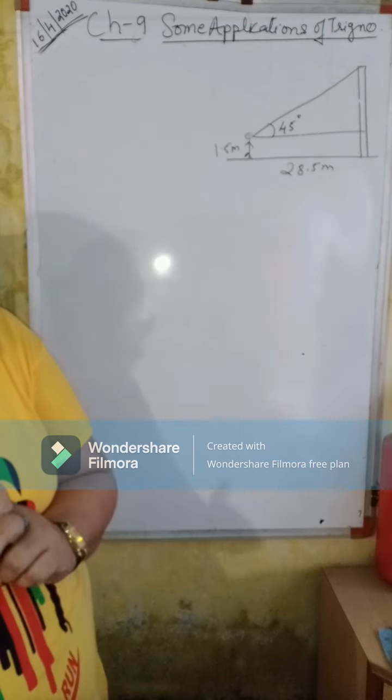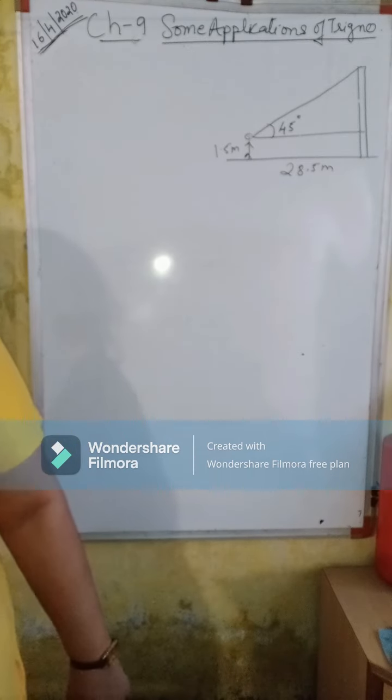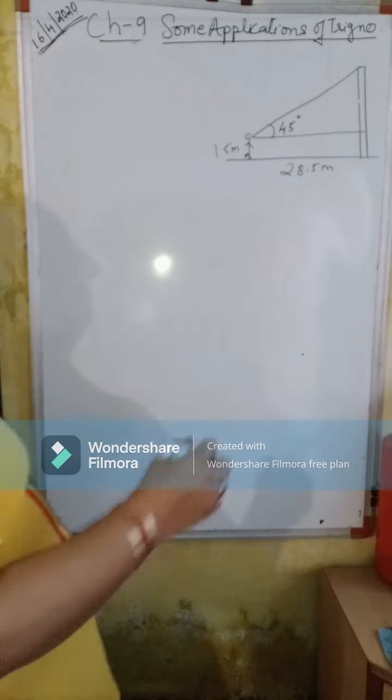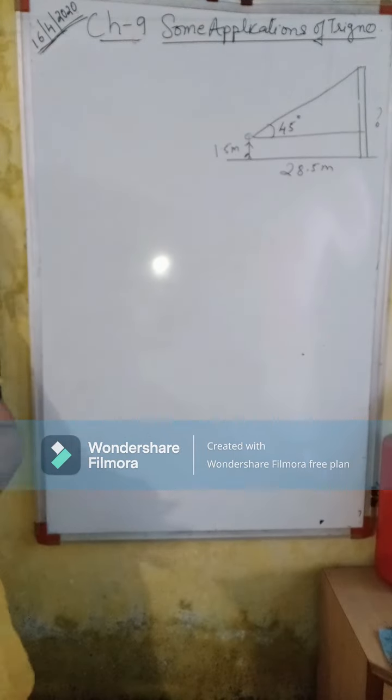पढ़ते पढ़ते ध्यान से, you draw the figure properly. Read the question properly. What is the height of the chimney? You have to find the height of the chimney. What will be the height of the chimney?